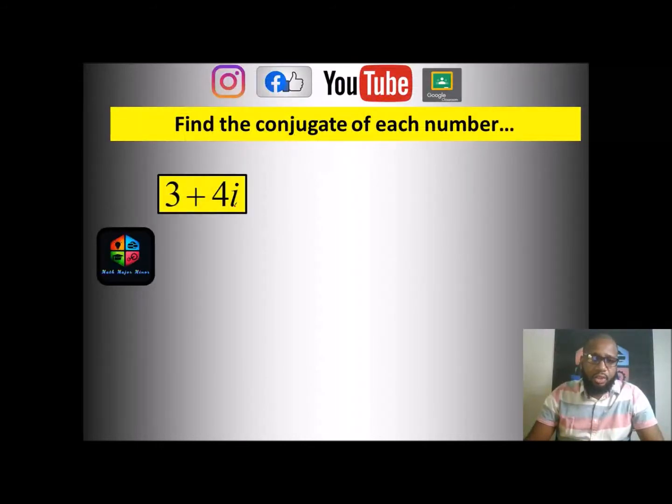Now, what is the conjugate of 3 plus 4i? You could pause the video and try it, and we'll see what you get. Okay, so the conjugate of 3 plus 4i, that would be 3 minus 4i. So what we simply do, we find the additive inverse of the imaginary part of our complex number. So we do not change the real part, we change the sign of the imaginary part.